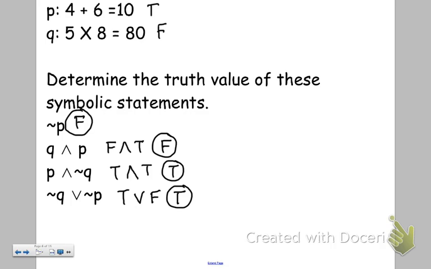Okay? So it's really important that you pay attention to the difference in the and the or. With and, true, true is true. Everything else is automatically false. With or, false, false is false. Everything else is automatically true.